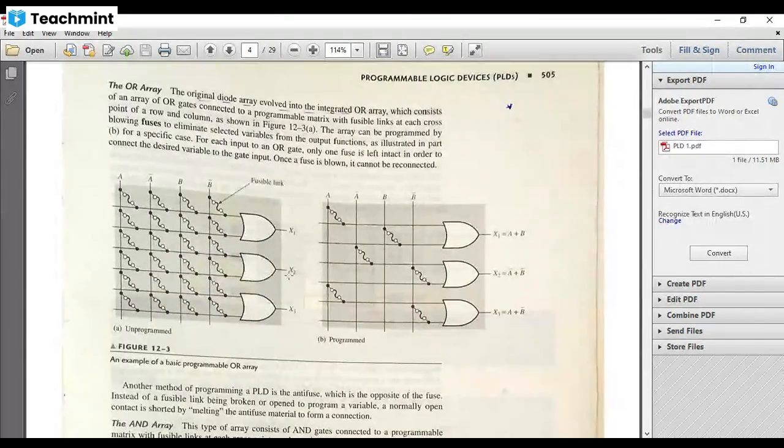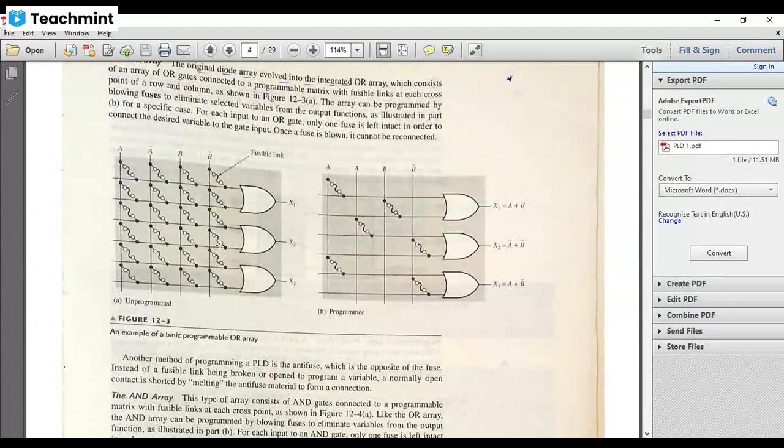Now for programming, one method as we discussed is the fuse technique, where there are fusible links. The second technique for this link is the antifuse technology.